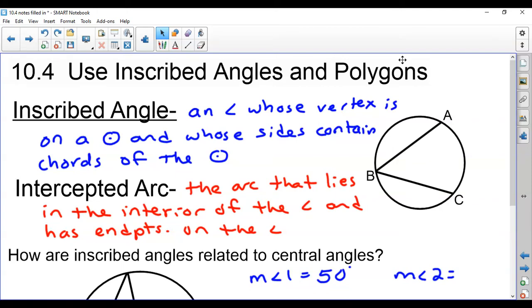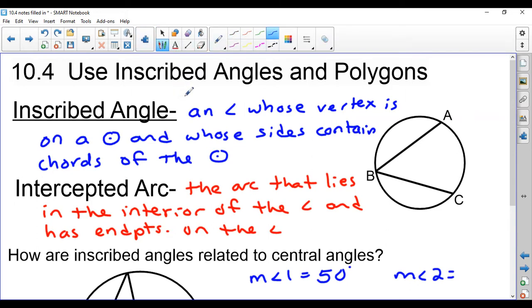Today we're going to continue with section 10.4, which is used inscribed angles and polygons. Earlier in the chapter, we learned that the measure of a central angle is equal to the measure of its intercepted arc. Over the next couple lessons, we're going to look at other angles formed by segments and lines intersecting circles. For today, we're going to look specifically at inscribed angles.